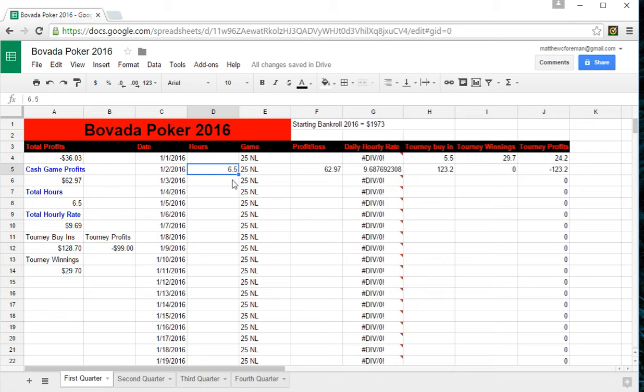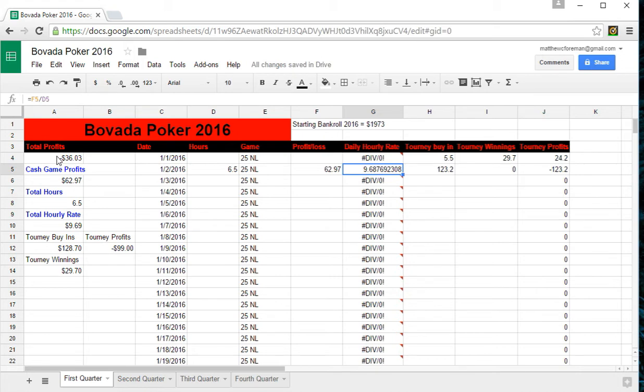I really use cash games to just supplement my tournament buy-ins so I can mitigate some of the variance in tournaments. Today, in 6.5 hours, I profited $62.97, and then I have my daily hourly rate of 9.68. When we click into cell G5, I have a formula which is equals F5 divided by D5, my total profit for the day divided by my hours, and then I get that daily hourly rate. So I had a very good day in cash games today.